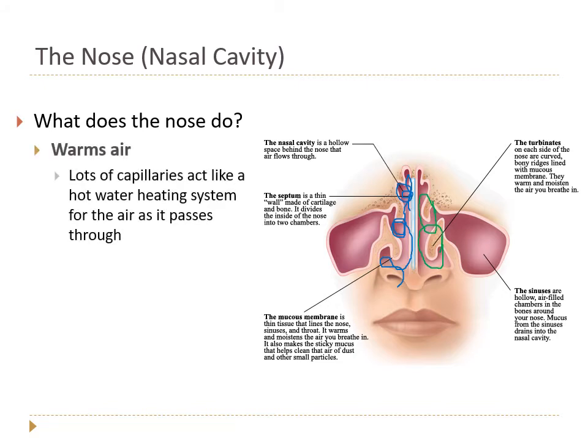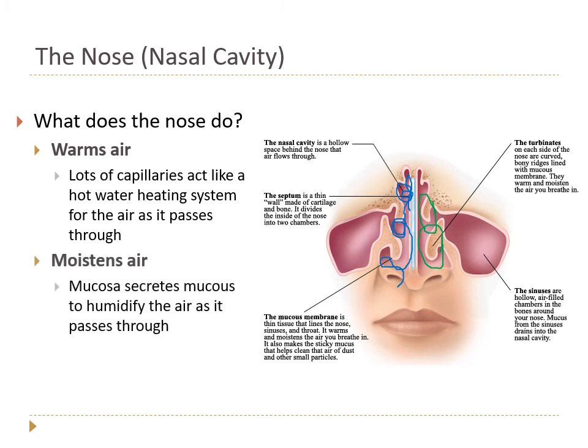Well, that extra time swirling around the nasal turbinates is going to help warm the air. So we have lots of capillaries in the mucosa or the epithelial lining inside the nose that acts kind of like a hot water heating system. So it's going to warm the air as it circulates over and around those mucous membranes. It's also going to moisten the air, right? Because we have all kinds of mucus covering that mucosa. It's all slippery and gooey, and so that also helps to humidify the air.